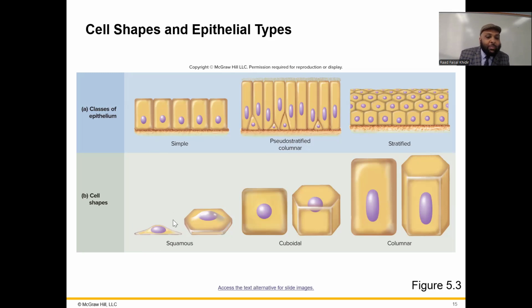Now, what cell is doing that? You can have a squamous cell being simple. You can have a squamous cell being pseudostratified columnar, squamous cell being stratified. So there's a mixture. It's like a combination. Simple squamous, simple cuboidal, simple columnar. Stratified squamous, stratified cuboidal, stratified columnar. Or pseudostratified columnar. Pseudostratified columnar, that's also columnar. That's very important to know.